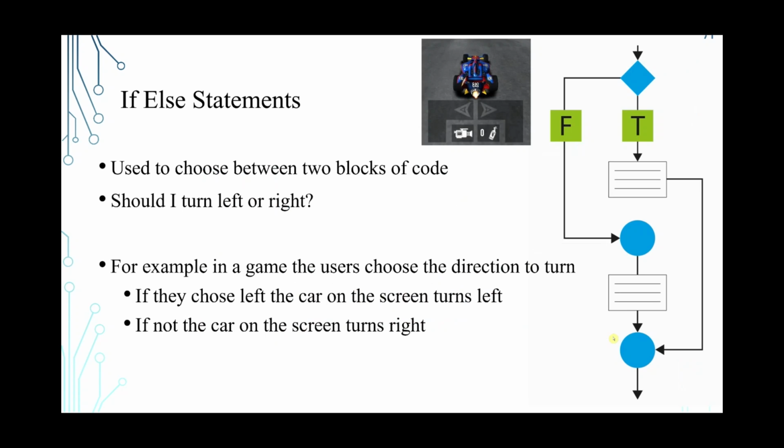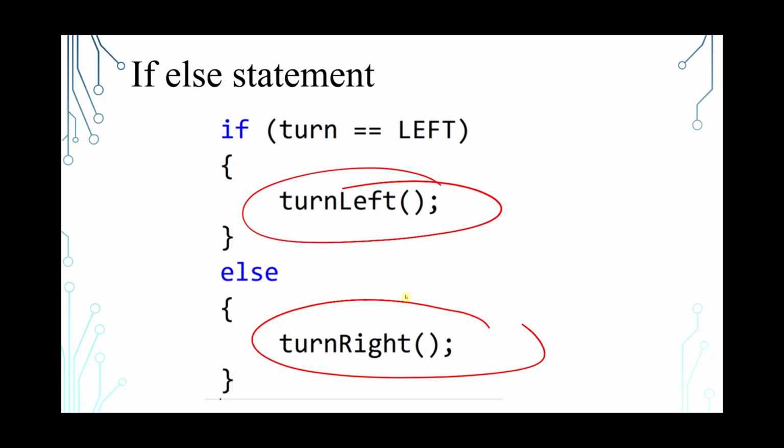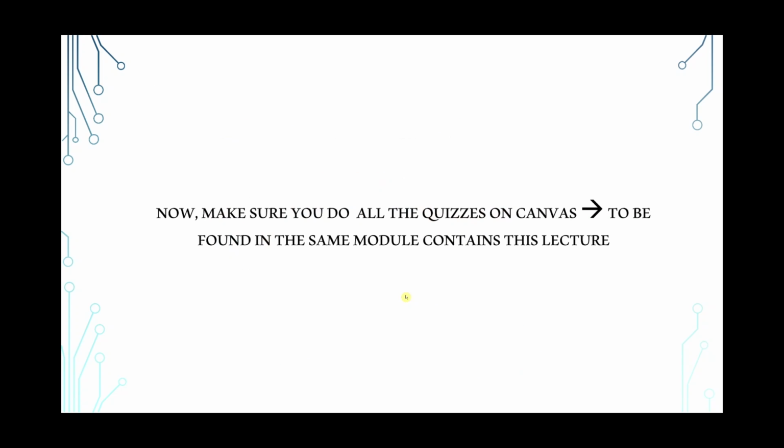An if-else statement is used to choose between two blocks of code. Should I turn left? Should I turn right? So you'd either go left or right, right? So if turn equals left, then I would activate the turn left sequence. Else, I would activate the turn right sequence. So that was just a preview of the next lectures.